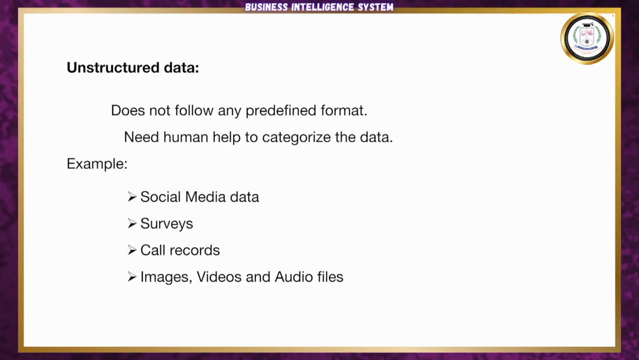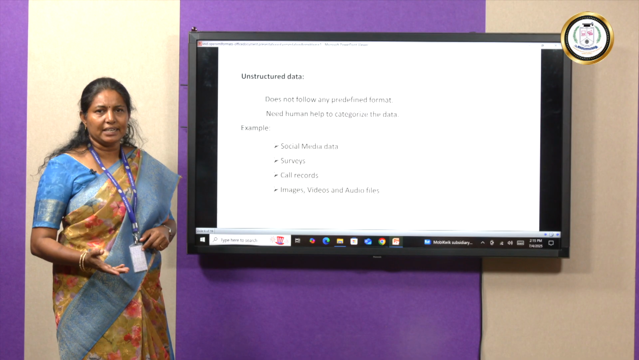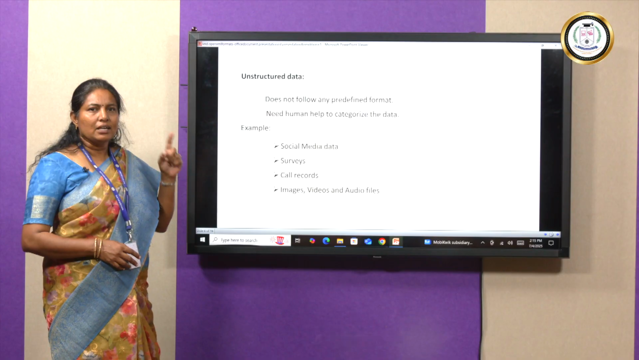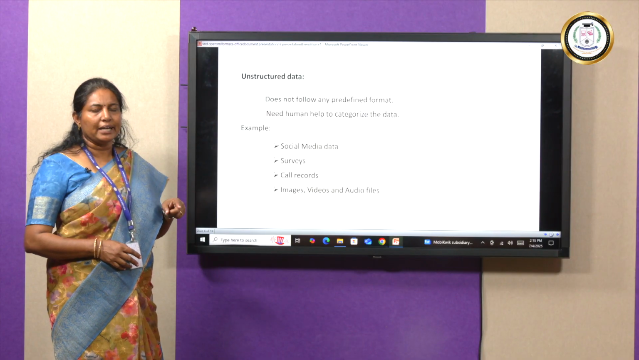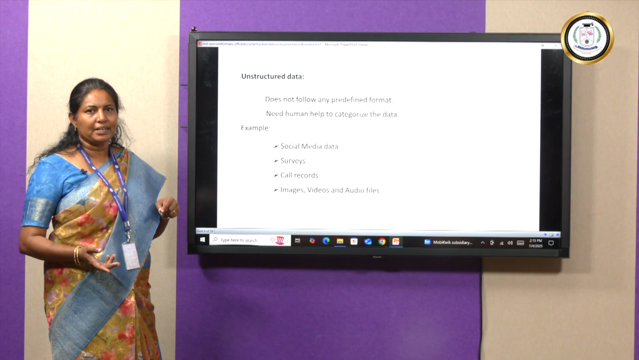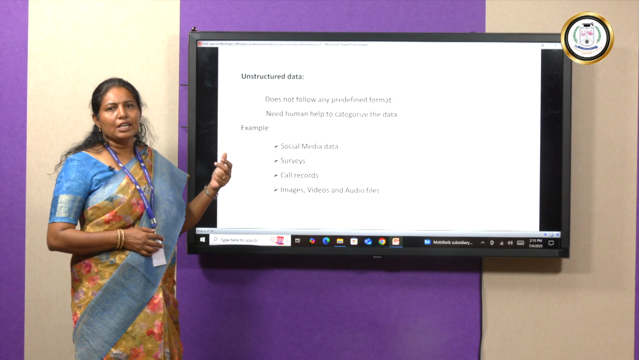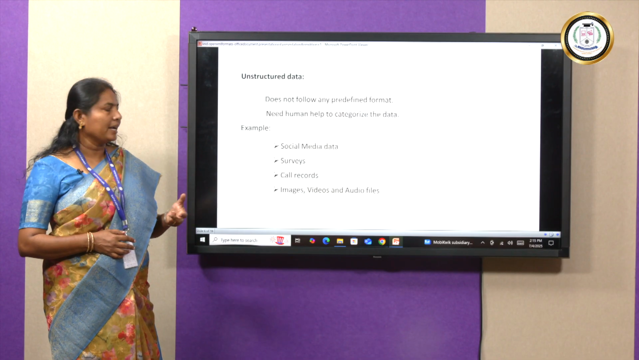Unstructured data does not follow any predefined format, and needs human help to categorize the data. There are two types of unstructured data. The first is human generated data, the second is machine generated data. Human generated data includes all the sales data, customer data, financial data, everything. But machine generated data includes satellite data and radar data.